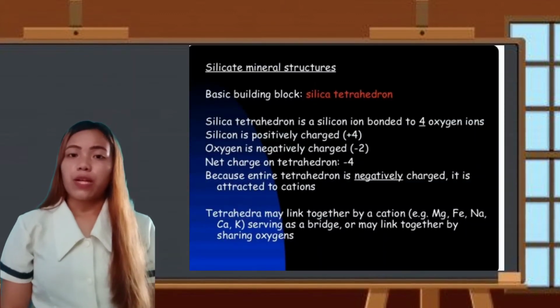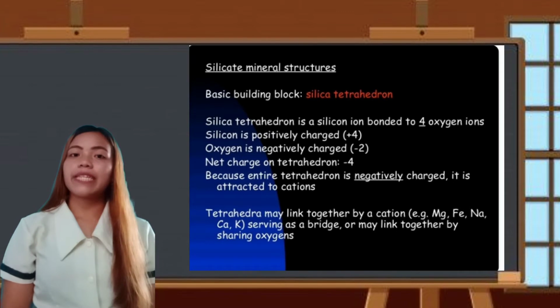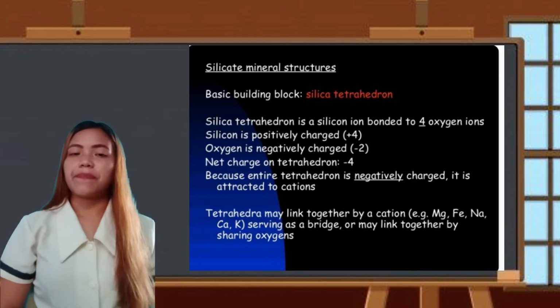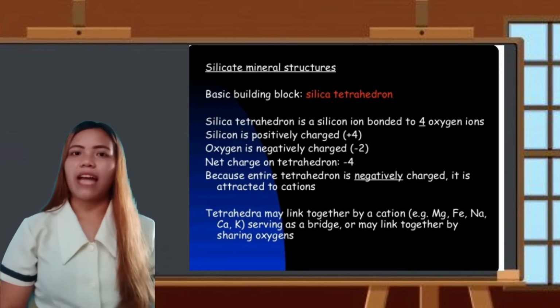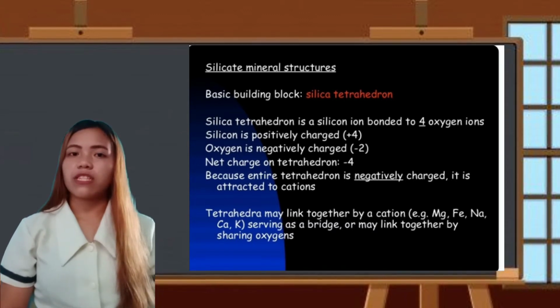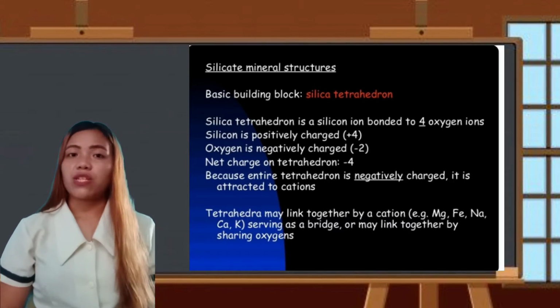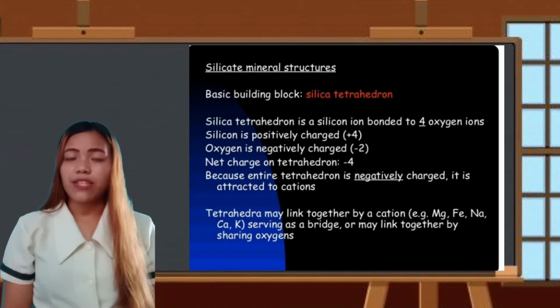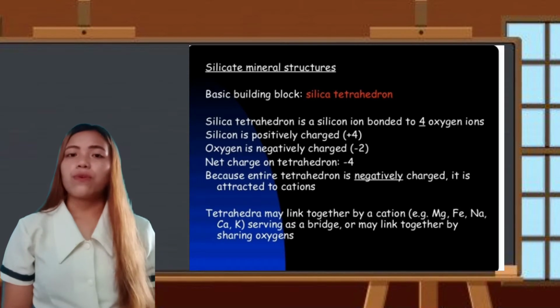Silicate mineral structures. Basic building blocks: the silica tetrahedron is a silicon ion bonded to four oxygen ions. Silicon is positively charged at positive 4 and oxygen is negatively charged at negative 2, and the net charge on the tetrahedron is negative 4. Because the entire tetrahedron is negatively charged, it is attracted to cations.